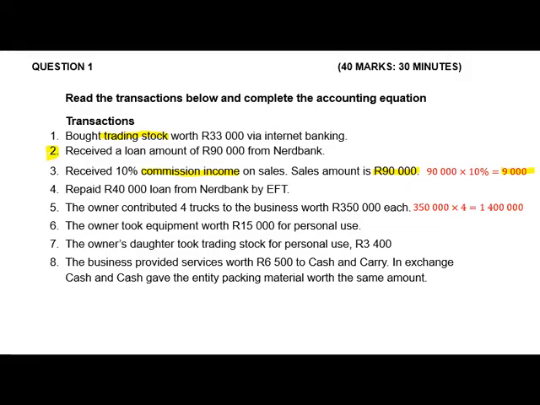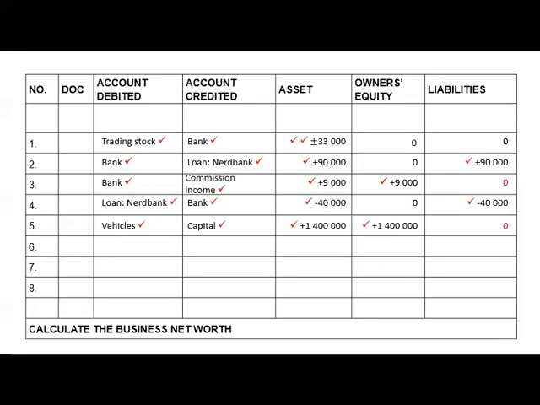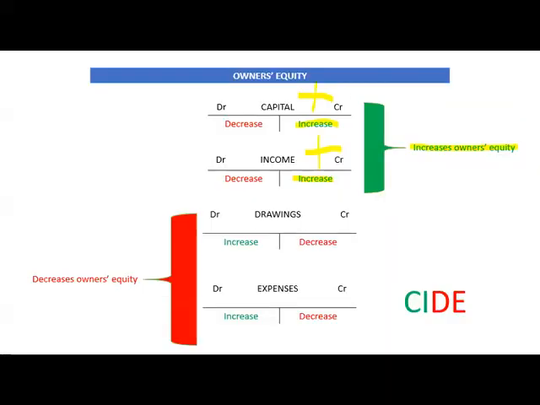Number 6 says that the owner took equipment worth that much. For what? For personal use. Whatever the owner takes from the business for personal use is debited to drawings. Drawings is going up on the debit side, okay? You need to remember drawings fall under owner's equity. They go up whenever the owner takes something from the business, okay?